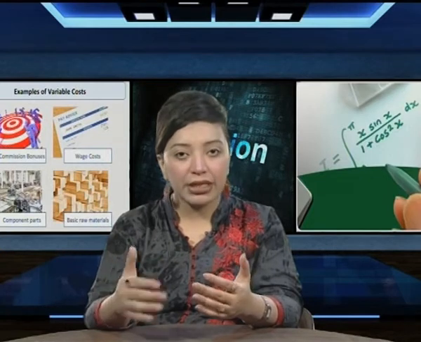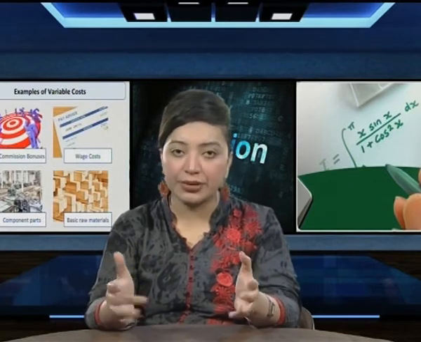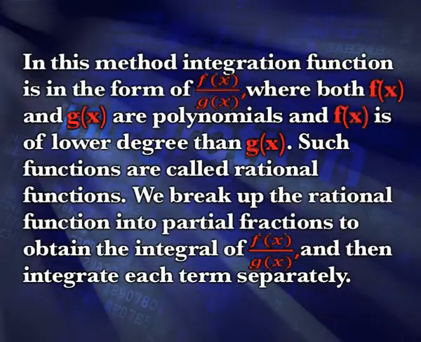In this section, a rational expression in which the denominator can be factorized can be integrated by breaking the integrand as a sum of simple rational functions. In this method, the integration function is in the form of f of x by g of x, where both f of x and g of x are polynomials and f of x is of lower degree than g of x. Such functions are called rational functions.